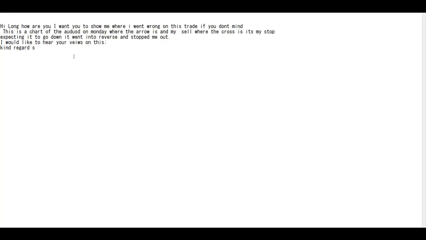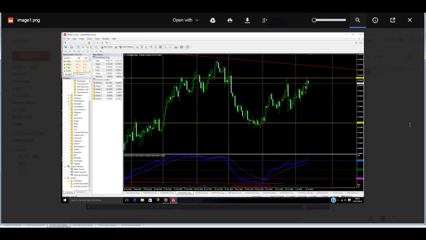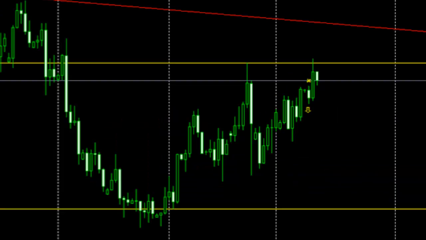Oh, fine. I want you to show me where I went wrong on this trade, if you don't mind. This is a chart of the Australia USD on Monday, where the arrow is is my sell. Where the cross is, it's my stop. Expecting it to go down, it went into reverse and stopped me out. I would like to hear your views on this. Kind regards. Here is your chart.